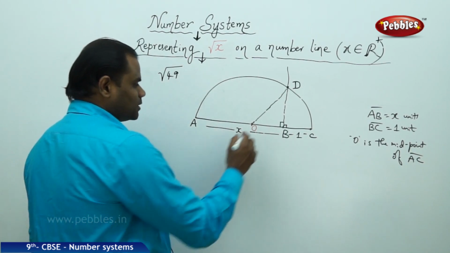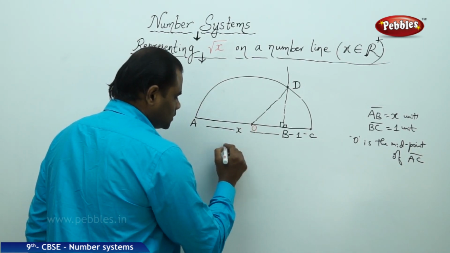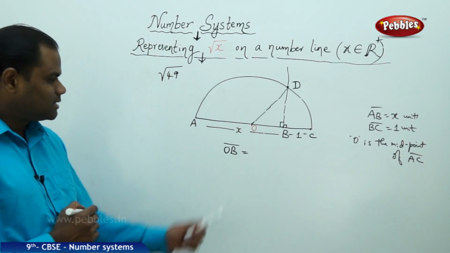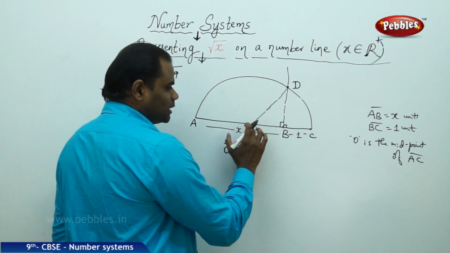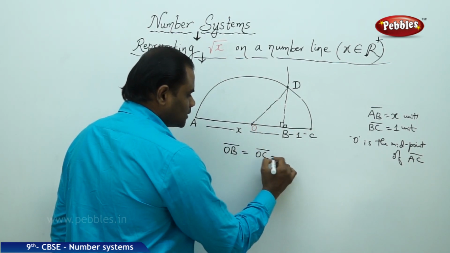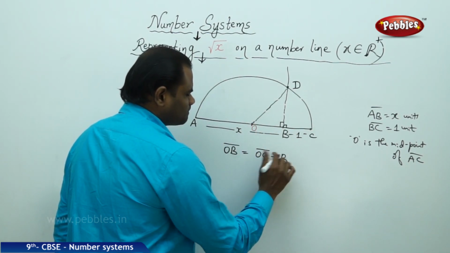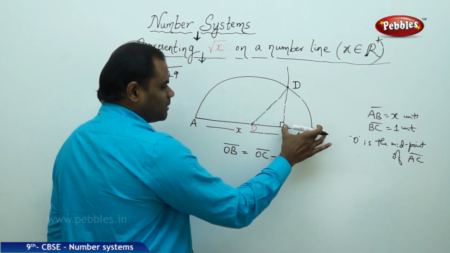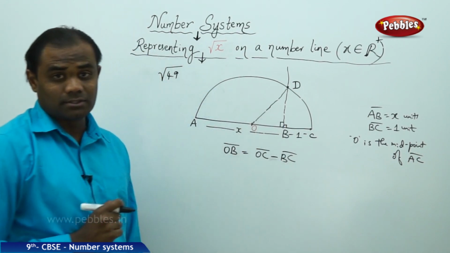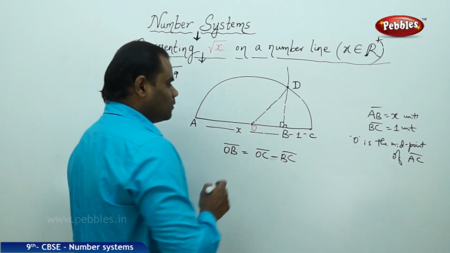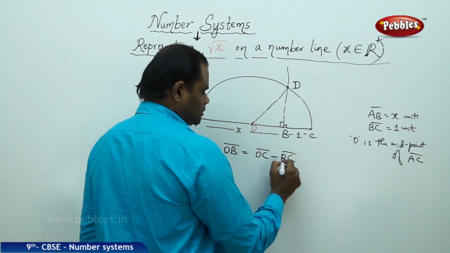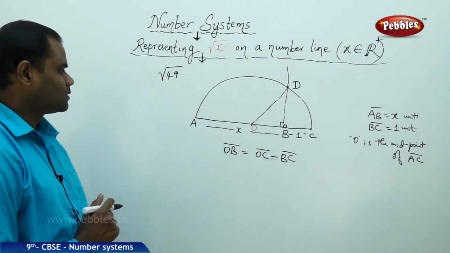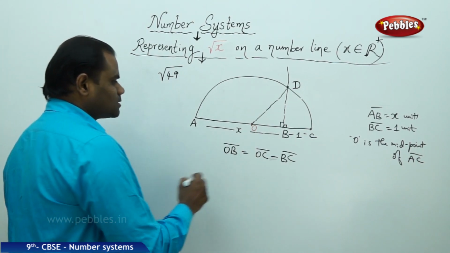Now, how do I measure the distance OB? I would like to measure the distance OB. I see clearly that OB is OC minus BC. So the distance OB is the entire radius minus BC. Therefore, OC is the radius which I need to find out here. So let's see what the radius OC will be.